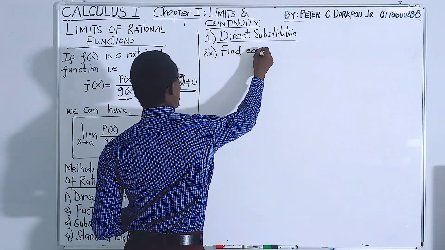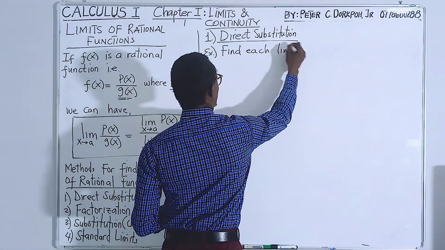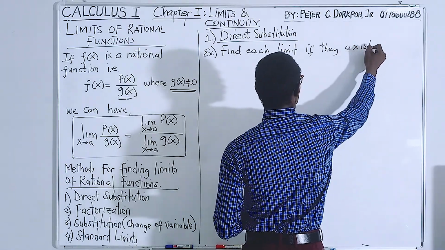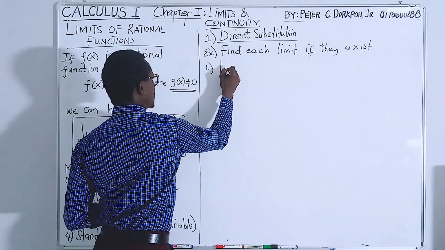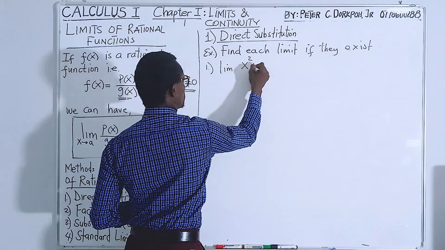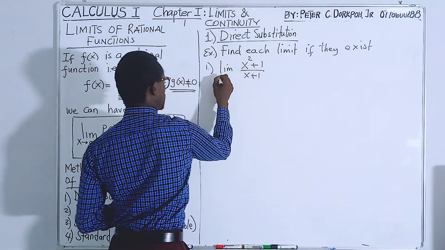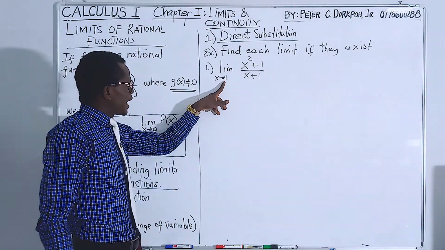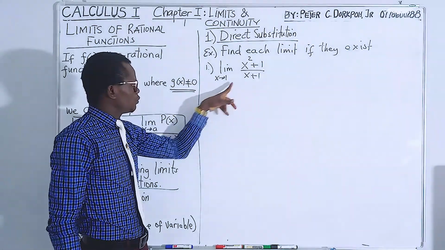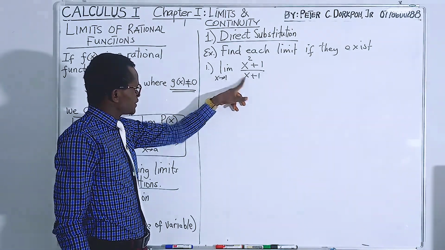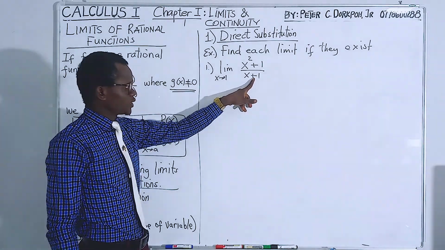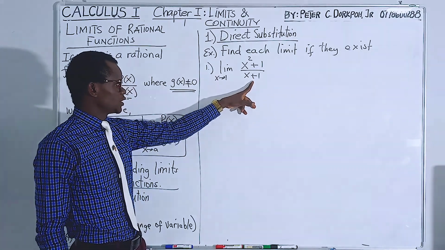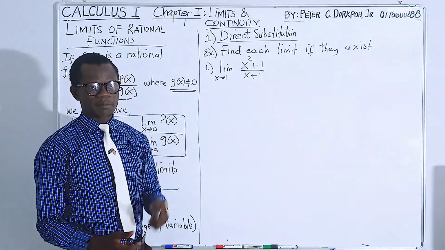find each limit. The first example says the limit of x squared plus 1 all over x plus 1 as x is approaching 1. Now, when we apply the limit within the denominator, meaning we replace this x with 1, we are not going to get 0 within this denominator. That is to say, our denominator expression is not equal to 0 when we apply the limit.